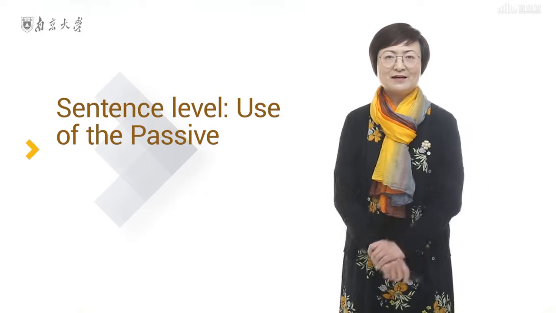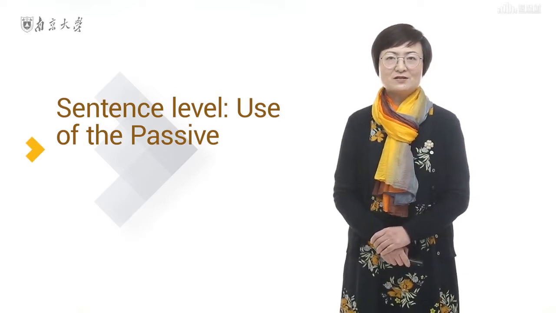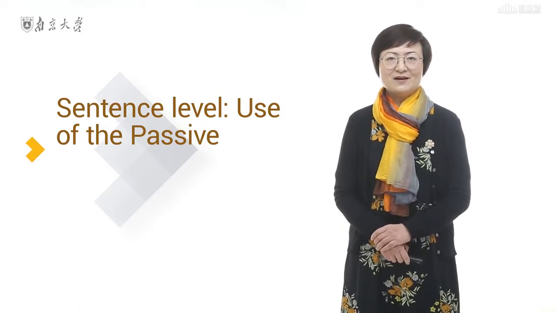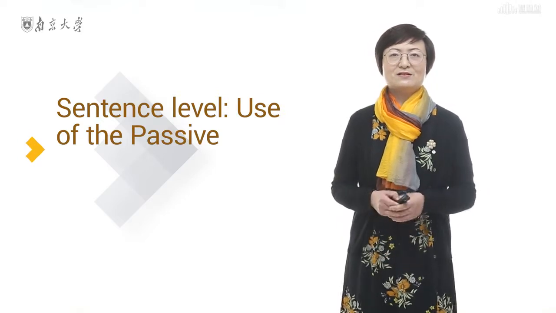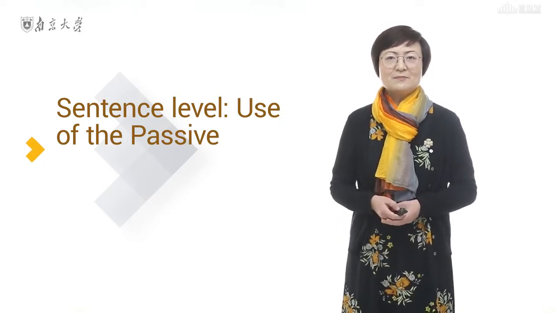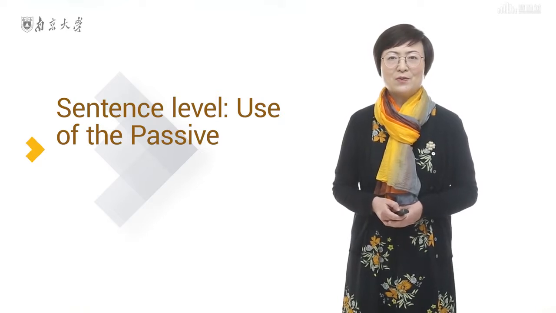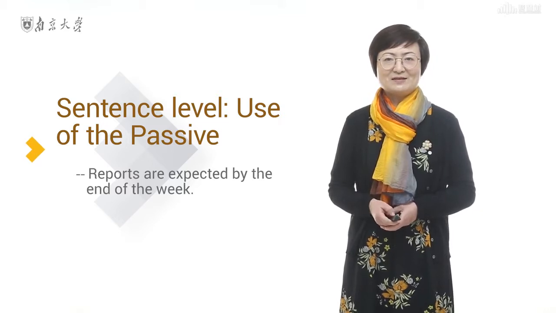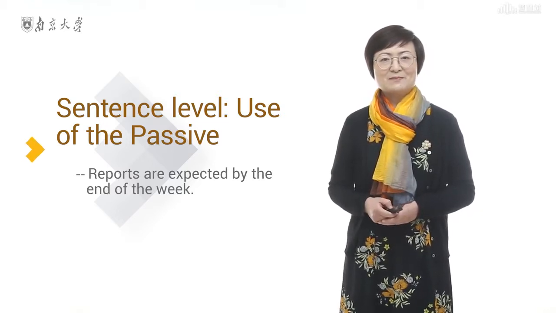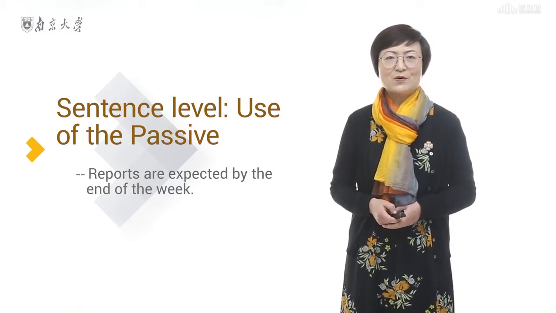Now we are going to have a look at the use of passive. The passive voice is used when focusing on the person or thing affected by an action. Generally, more emphasis is given to the beginning of a sentence. By using a passive sentence, we emphasize by showing what happens to something rather than who or what does something. Example, reports are expected by the end of the week. In this example, attention is called to what is expected of students, reports.